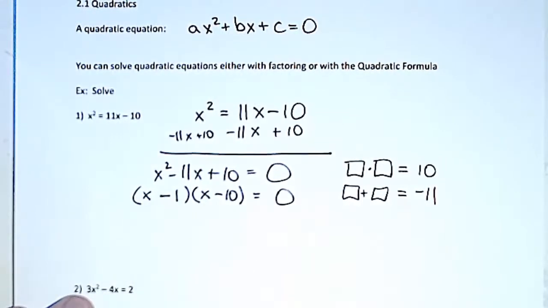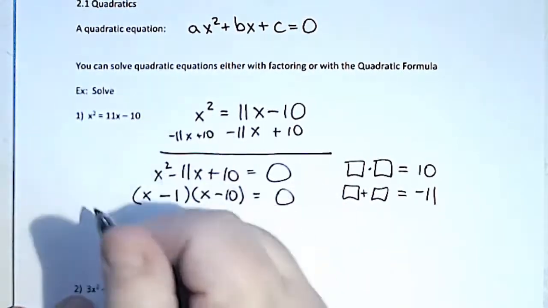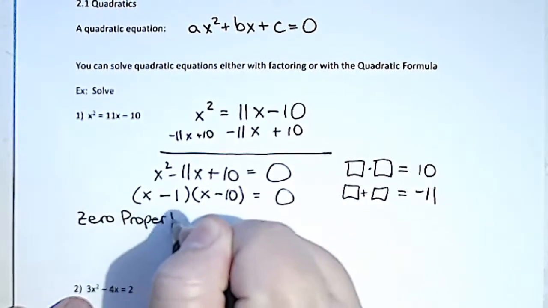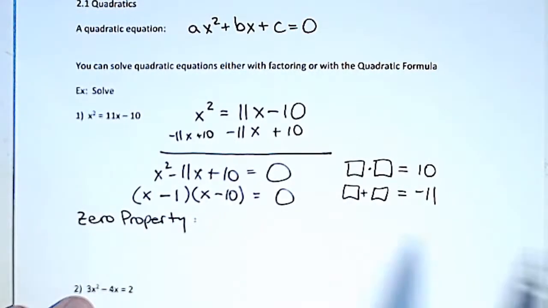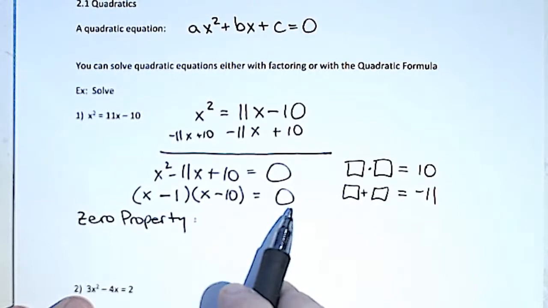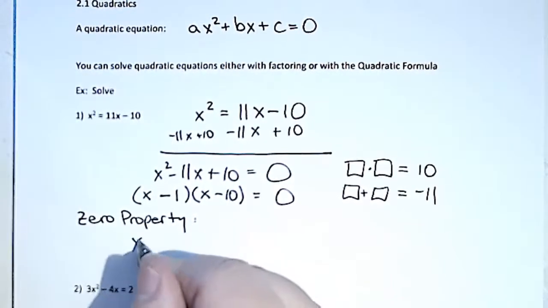So now that I've taken the quadratic and I've factored it into two linear binomials, so in other words, two binomials that just have x's in them, I use something called the zero property, which is one of my favorite things in the world to say. If these two things multiplied equal 0, the only way to get there was that one of them was 0.